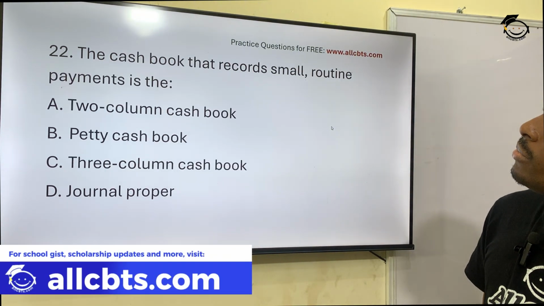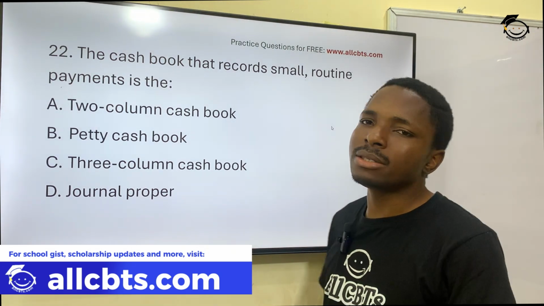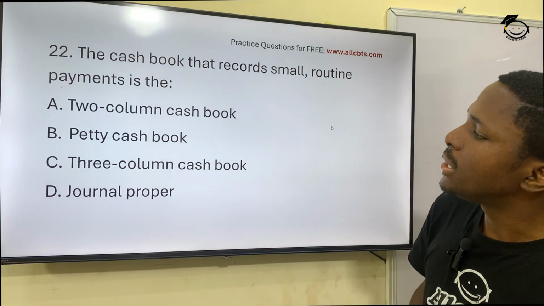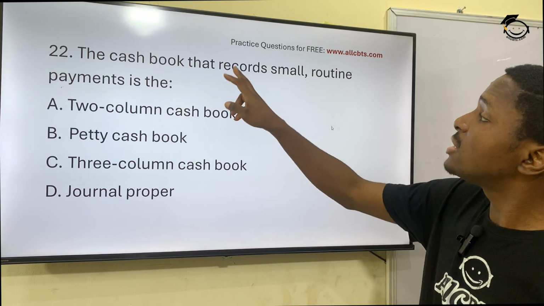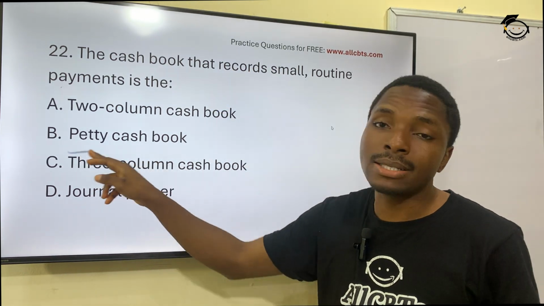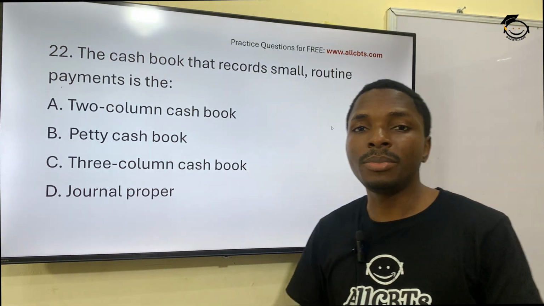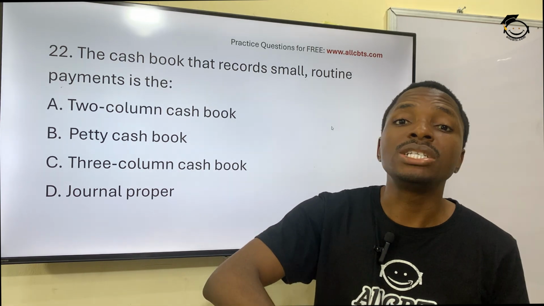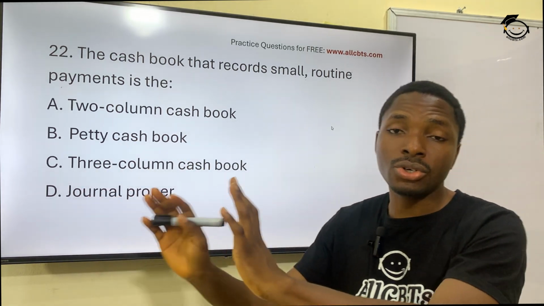22. The cash book that records small routine payments is called the petty cash book. Petty cash book is the cash book that records small routine payments. So you see, petty means small. So in the petty cash book, you put all your small payments. Then later you transfer it into the proper journal.